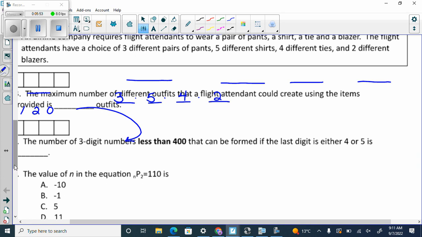The next one is the number of three-digit numbers, using three blanks, less than 400 that can be formed if the last digit must be a 4 or a 5. Peyton, less than 400 tells me I have to do what?